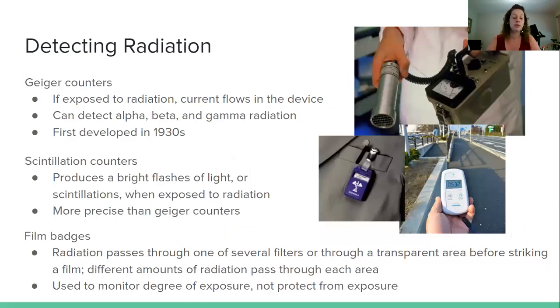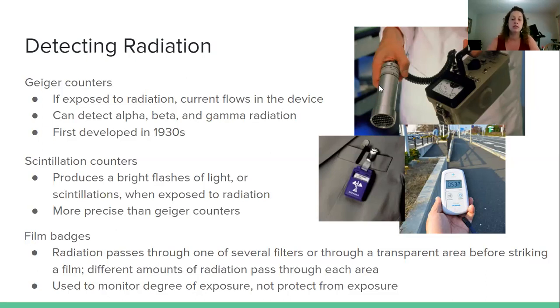So we use a couple different methods to detect radiation. We use Geiger counters, we use scintillation counters, we use film badges. They each have a little bit different purpose. If you expose a Geiger counter to radiation, a current will flow through the device, and it can detect alpha, beta, or gamma radiation. First developed in the 1930s. That's this picture here, this top one.